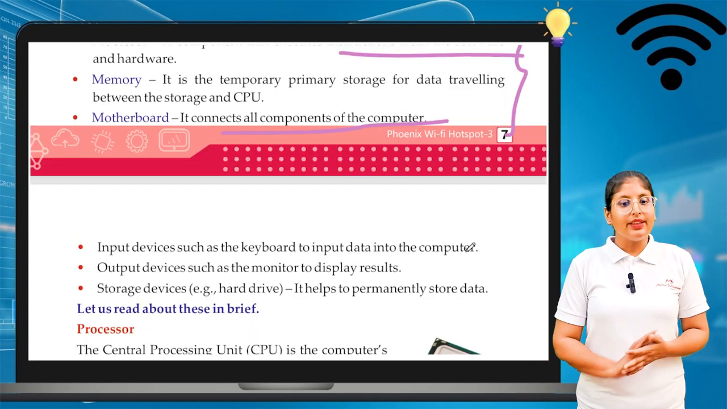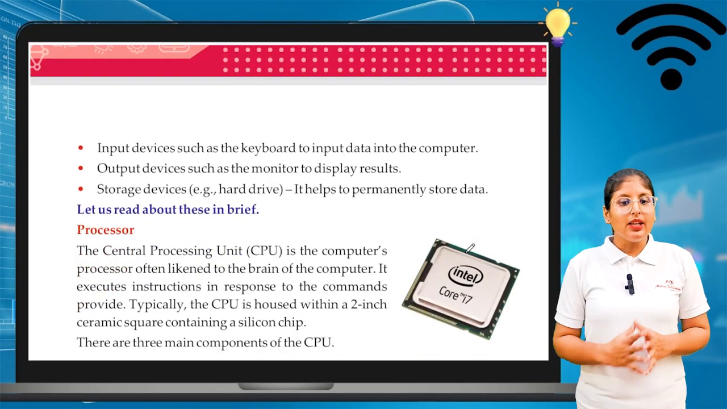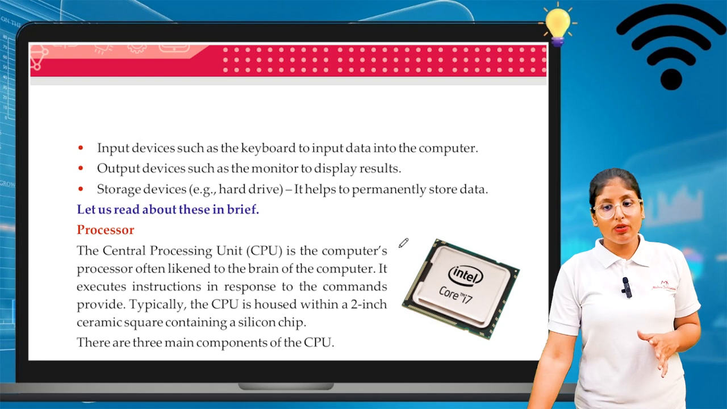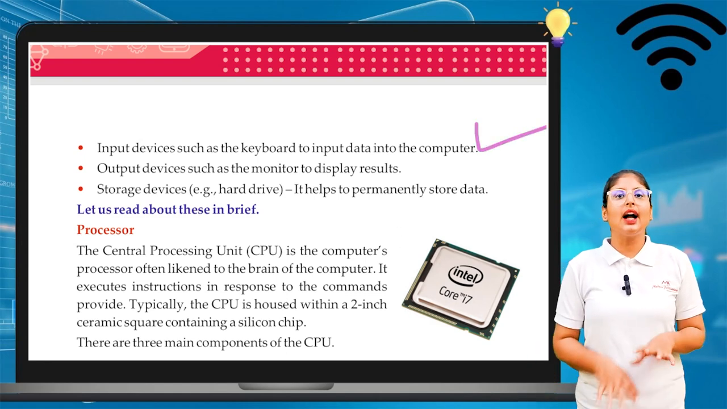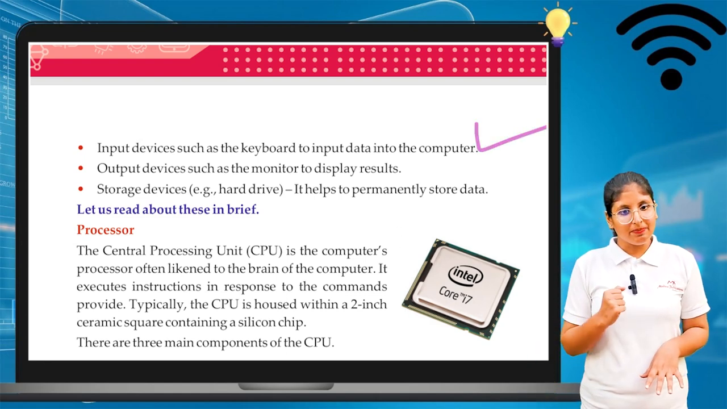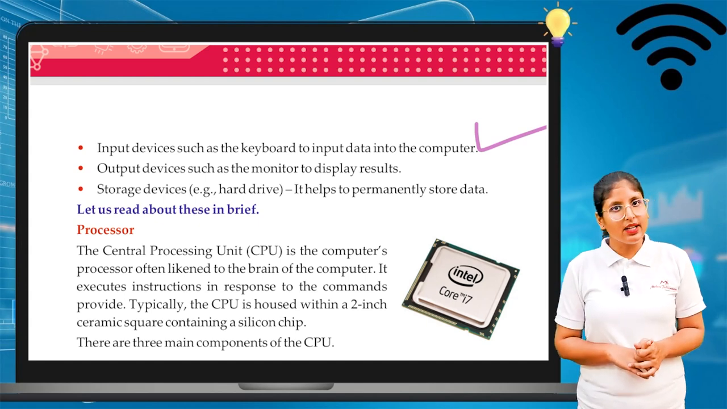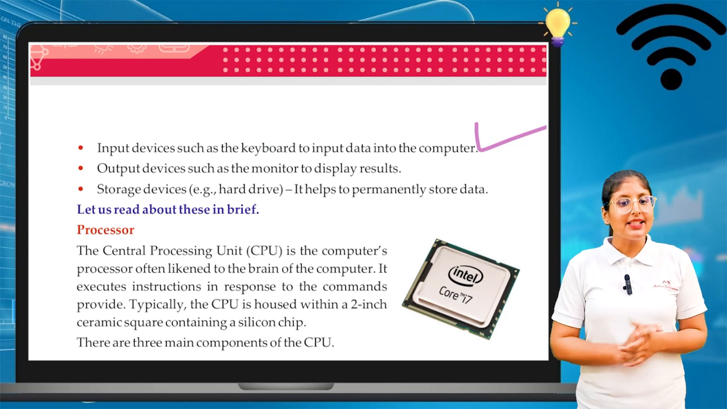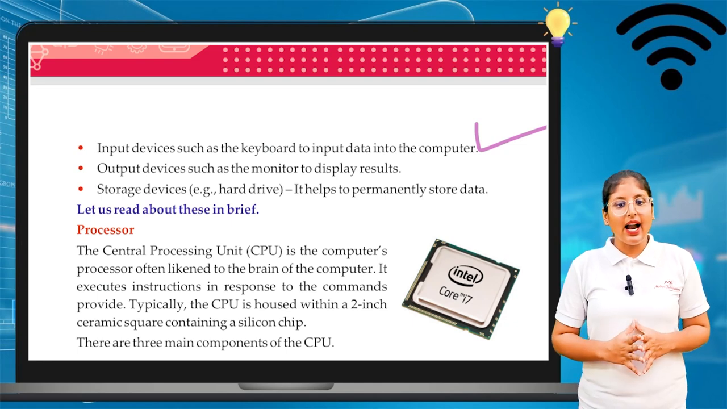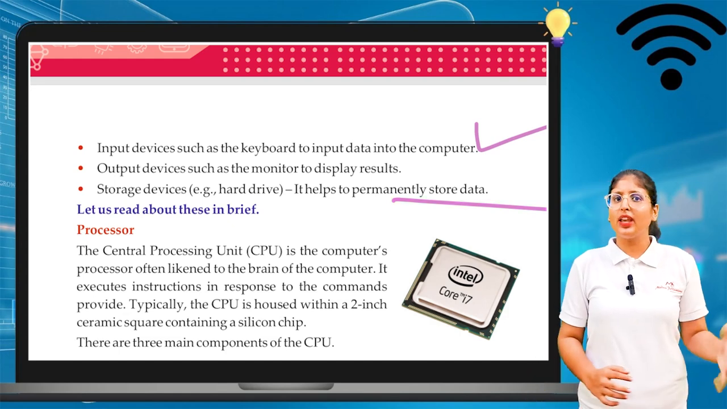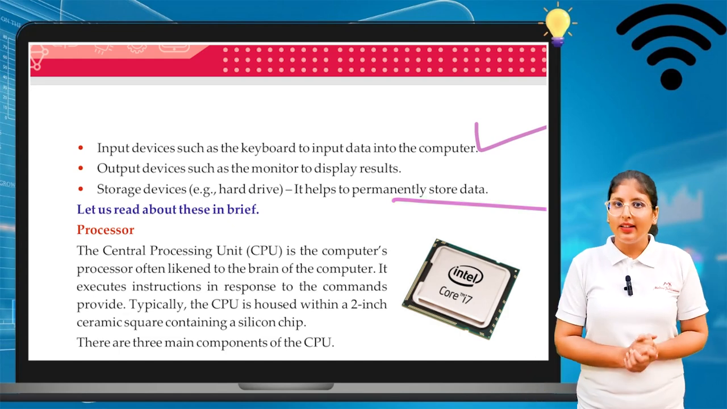Okay. Now, input device such as the keyboard to input data into the computer. So with the help of keyboard, we can enter data in the computer. Next is output device such as monitor to display the result. Okay. And next, storage device, that is hard drive. It helps us to permanently store data. So in the hard drive, we can store all your data.